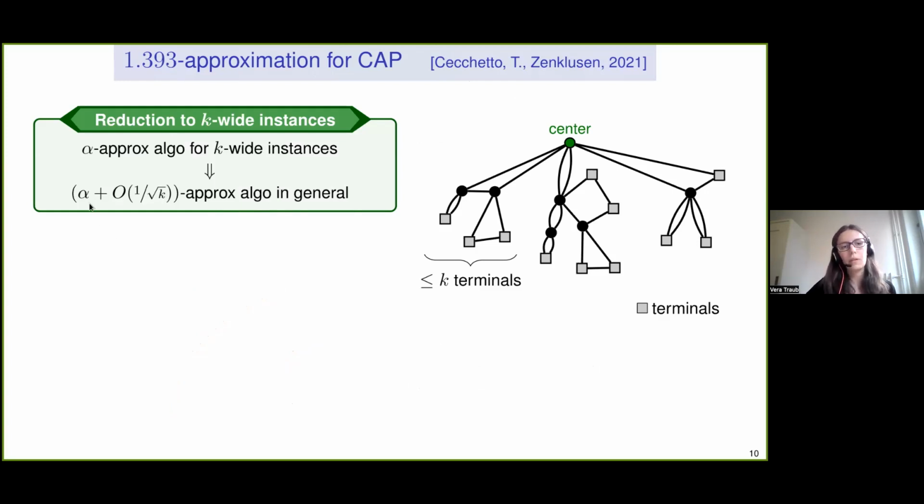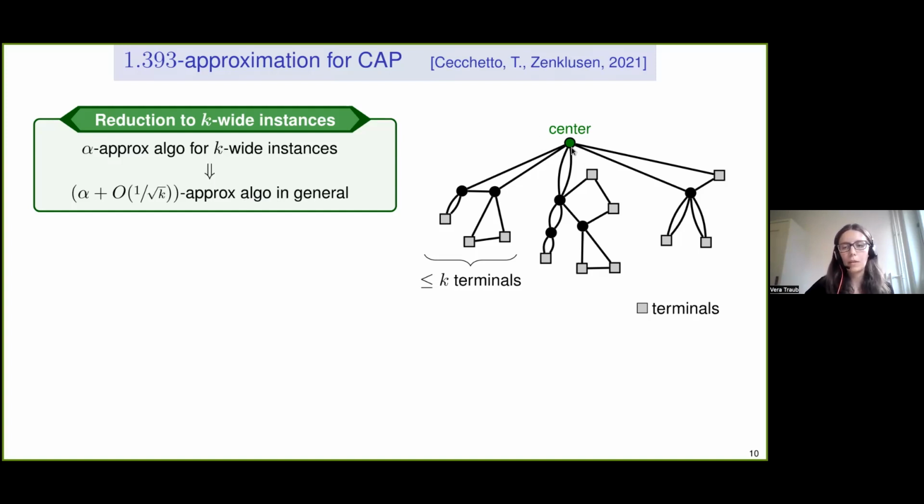So the first step is that we reduce the problem to instances with a very particular structure, namely so-called k-wide instances for constant k. So what is a k-wide instance? An instance is called k-wide if there exists one particular vertex, which I will call the center in the following. This is this green vertex here on top.